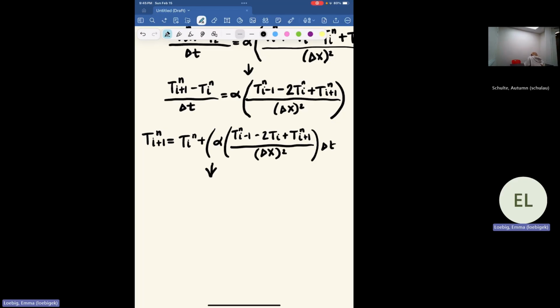We're going to rearrange this because we are going to be modeling this in Excel in a few minutes. So just to make it easier, we're going to make this the temperature at the position to the right of you equal to the temperature at your position plus the thermal diffusivity times the change in time all over the change in position squared times the temperature to the left of you minus 2 times the temperature at your position plus the temperature to the right of you.